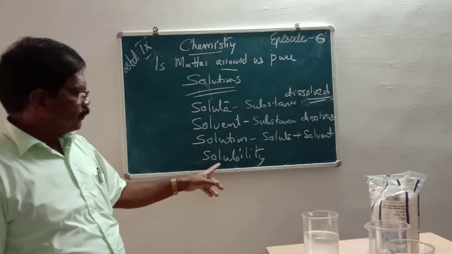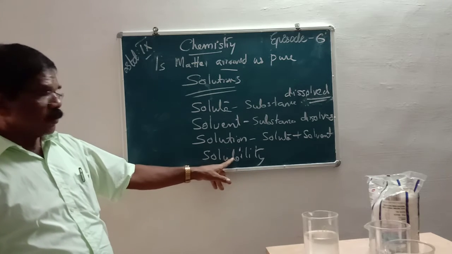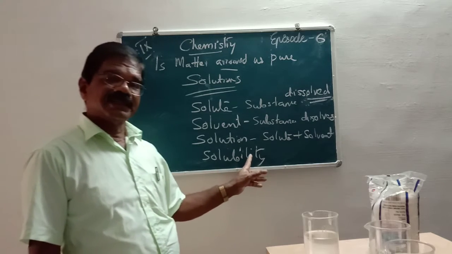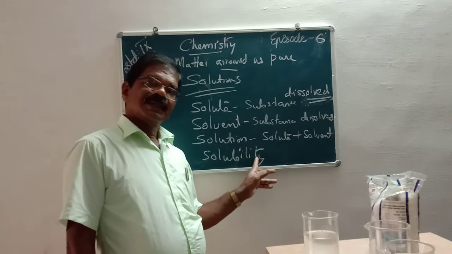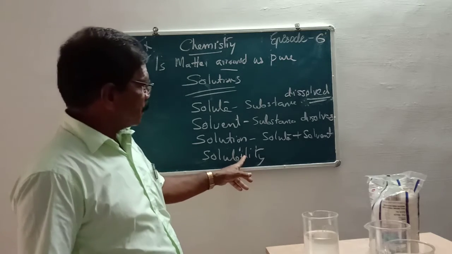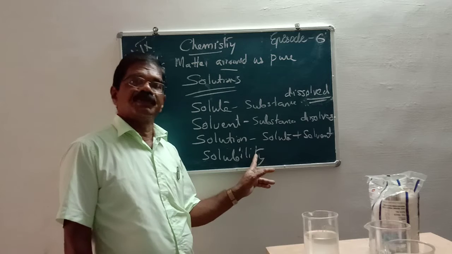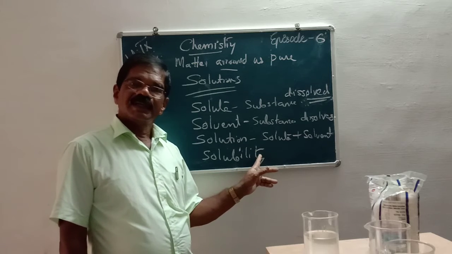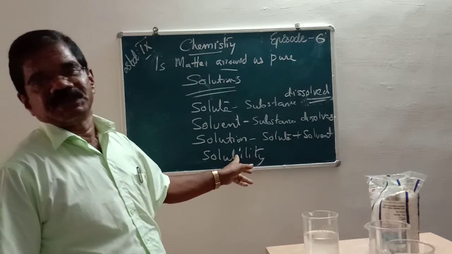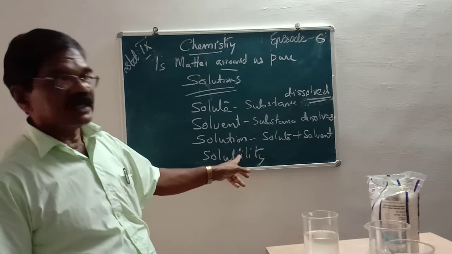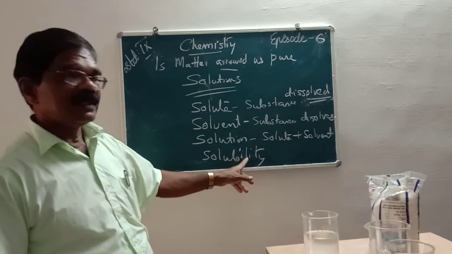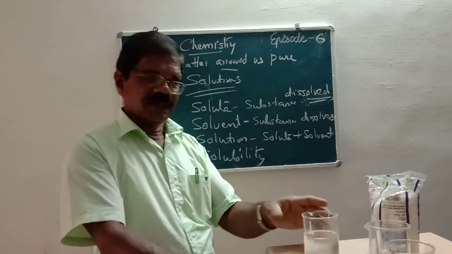Then there came the next term, solubility. At a given temperature, the solvent can dissolve only a maximum amount of solute. The maximum amount of salt dissolved in a given solution at a given temperature is known as solubility.